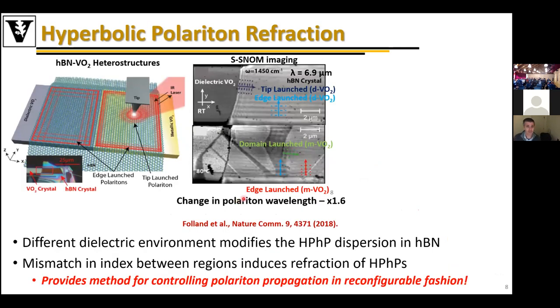Now, a few years back, we were able to use this basic concept and the sensitivity to the local environment to demonstrate that hyperbolic polaritons follow Snell's law, and therefore you can induce refraction of the hyperbolic polaritons. In this case, we took VO2 single crystals. This is a non-latchable phase change material, where if you heat it up, you start to induce metallic and dielectric domains during this phase change.